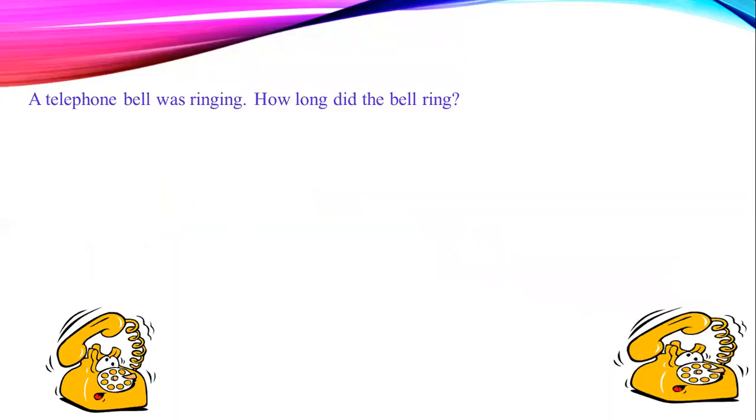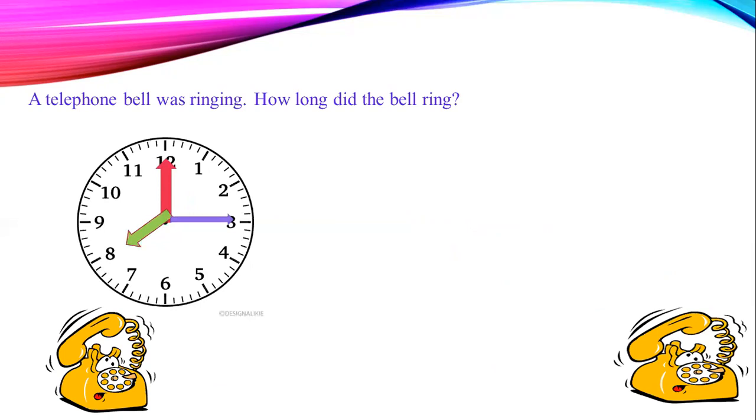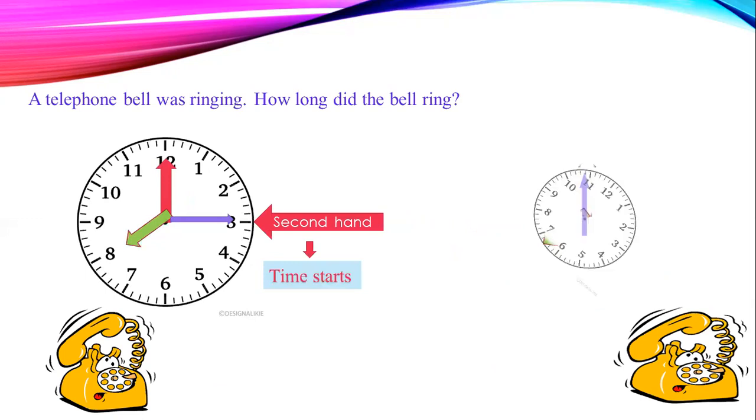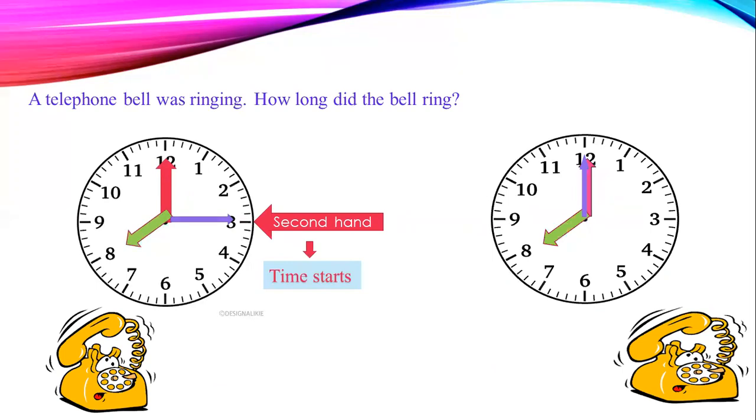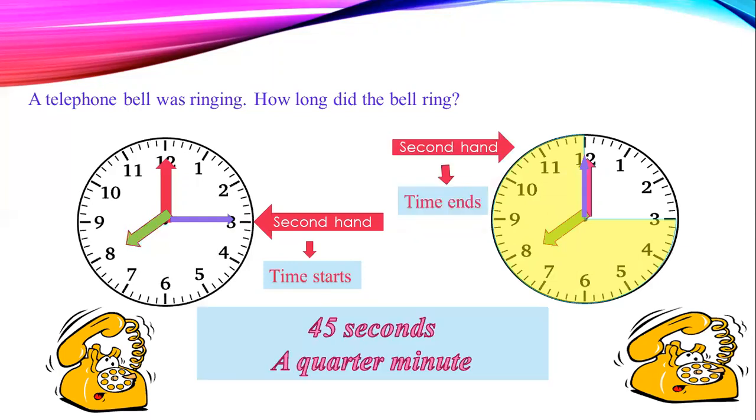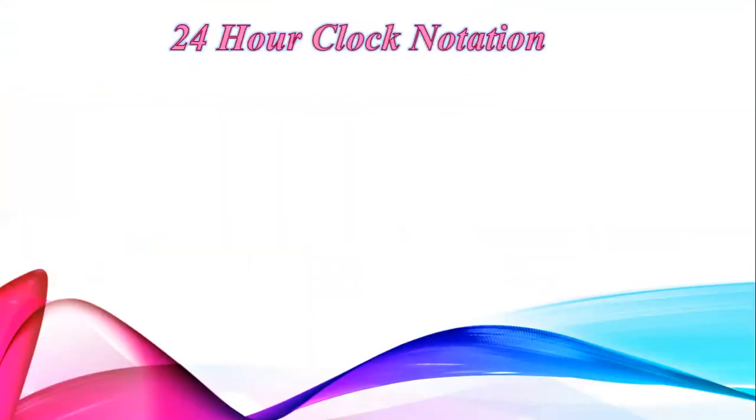Now look at this problem, children. A telephone bell was ringing. How long did the bell ring? Now look at this clock quickly. The second hand is on 3 and as it moves it stops at 12. We say that 45 seconds have passed or a quarter of a minute has passed. Alright, moving on to the next slide.